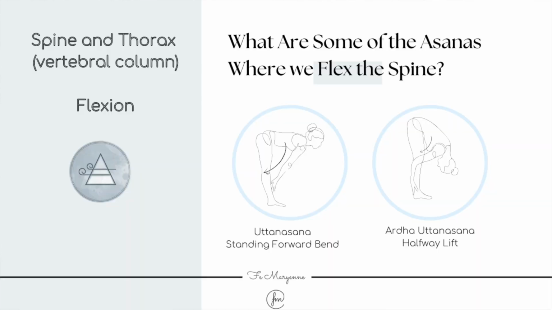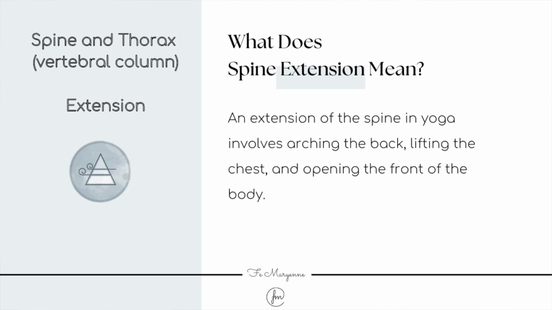What are some of the asana where we flex the spine? Well, Uttanasana, standing forward bend, and Ardha Uttanasana, halfway lift, but also Balasana, child pose. Moving on to spine and thorax extension. What does spine extension mean?